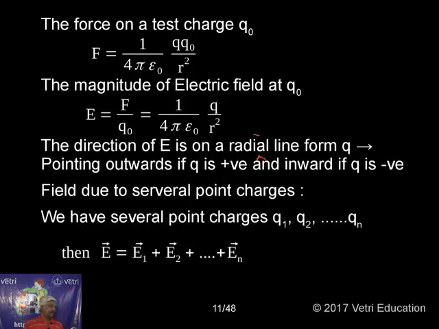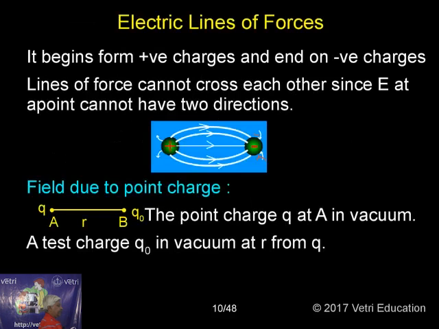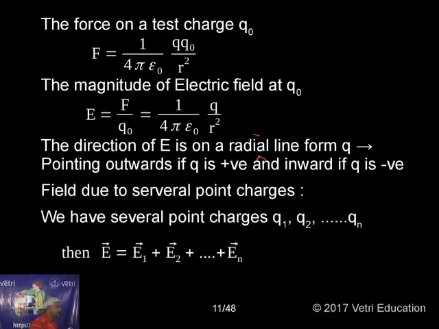The direction of E is on a radial line from Q. What is the direction? Going to the formula here, if I take Q naught as positive 1, it is repulsive, so outwards along the radial line. If I put Q naught as negative, it is towards A. So it depends upon the charge. The direction of E is on a radial line, meaning along AB, pointing outwards if Q is positive and inwards if Q is negative.